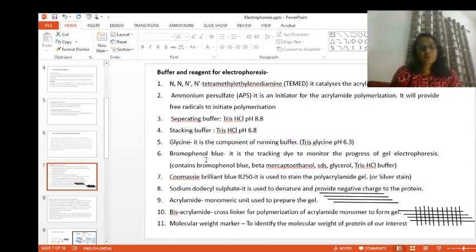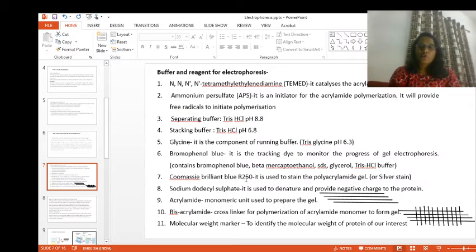Next is bromophenol blue, a tracking dye to monitor the progress of gel electrophoresis. Then beta-mercaptoethanol, which is a denaturing agent, and SDS, our negatively charged detergent, which is also a denaturing agent. Then glycerol to provide viscosity for loading the protein. Then Tris-HCl buffer.